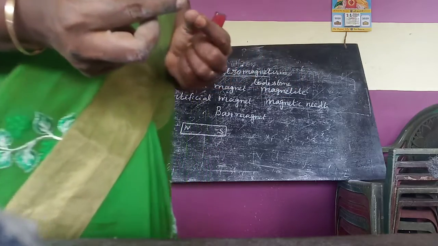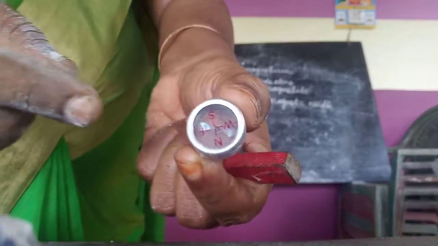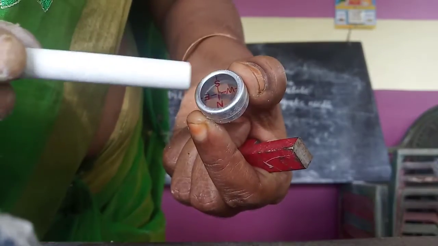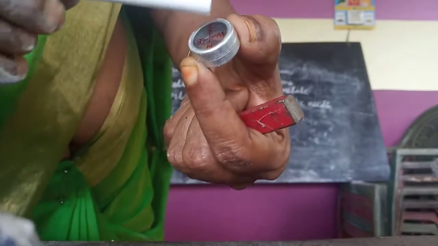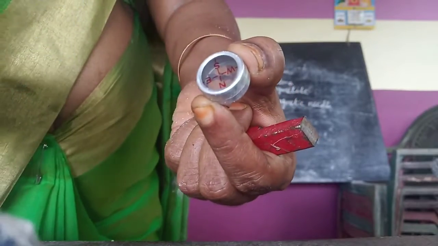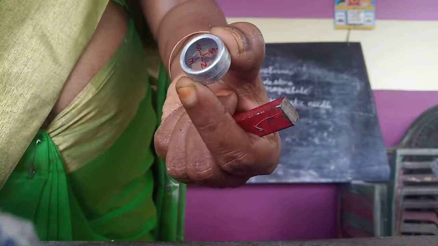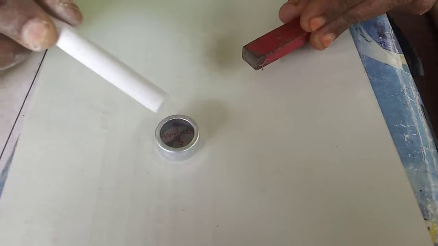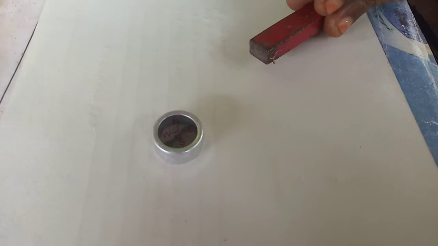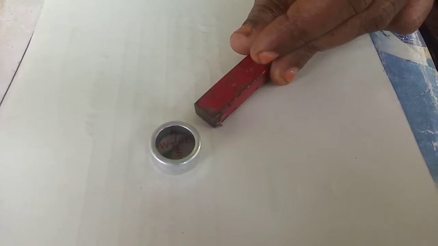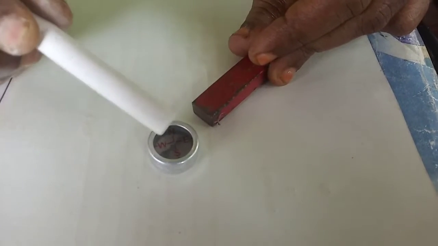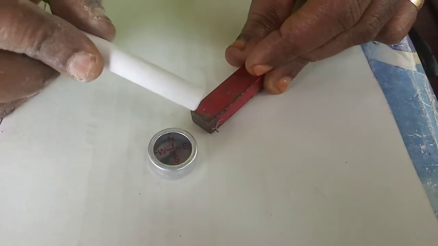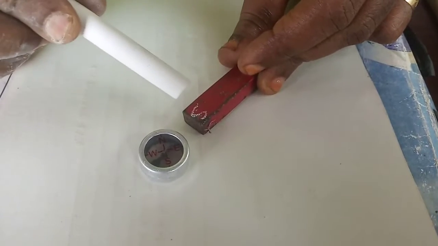Now listen here, the magnetic needle. See, this is the magnetic needle. It has a pointer with an arrow mark. That end is the north pole. The pointer has an arrow mark, which is the north pole. I am bringing this magnet, suppose this is the north pole. The pointer is attracted towards this side. North pole and south pole are attracted, so we can write this as the south pole.